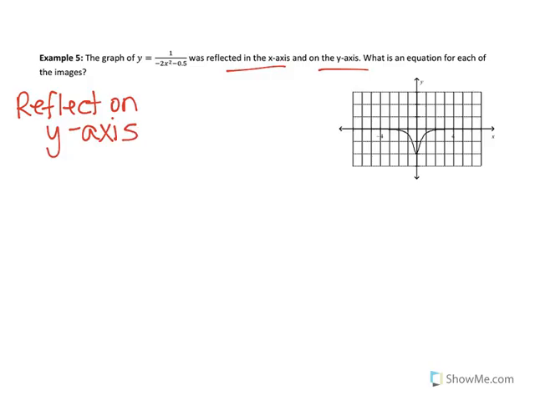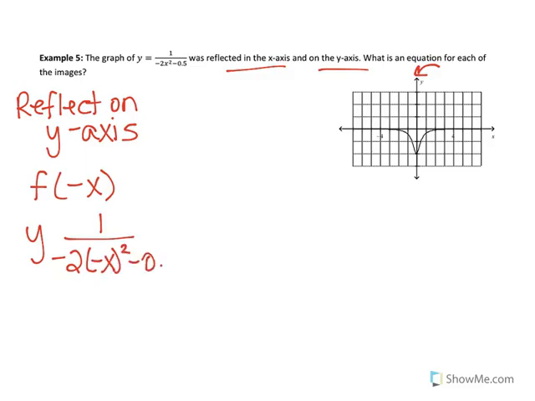So if I reflect it on the y-axis, oops, I got it backwards. If I reflect it on the y-axis, what's changing is our x values. So we put the negative sign there because our x values are the ones that are changing. So when I plug it into the equation, I'm going to put a negative x squared in. And then I'm going to simplify.